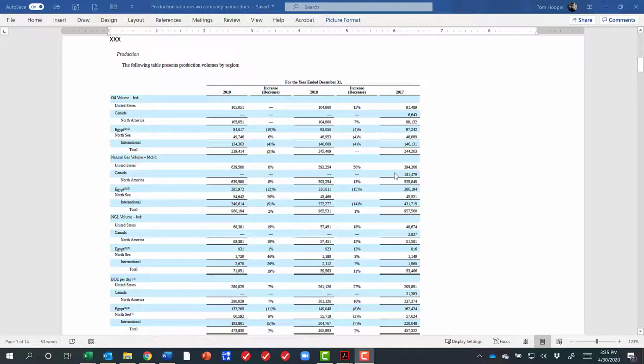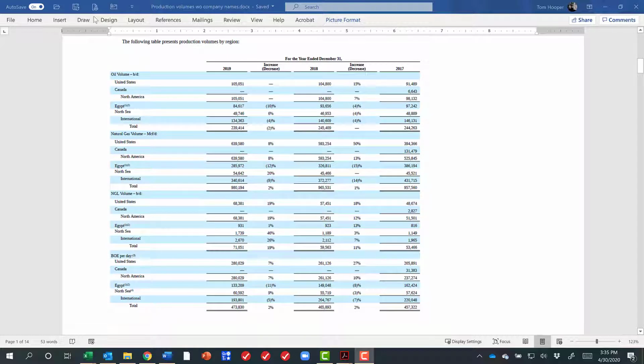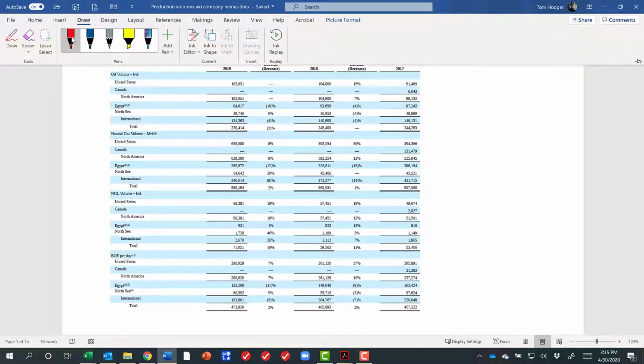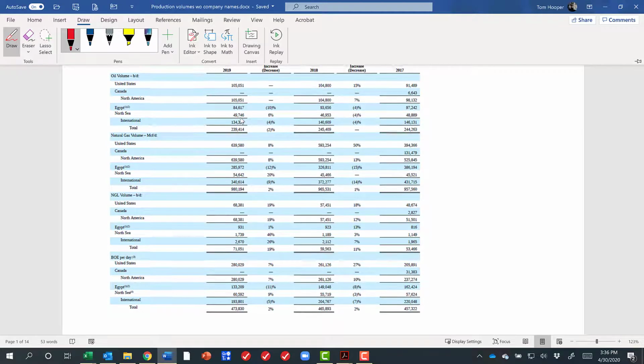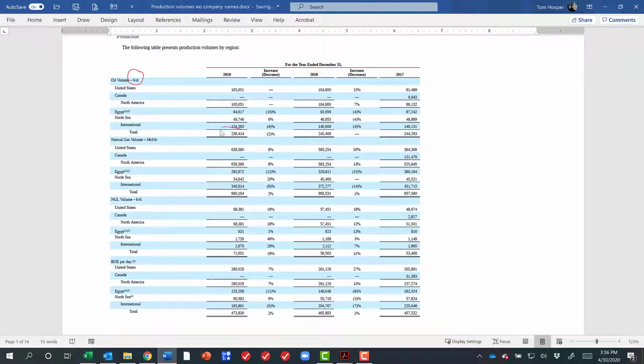But here's a company who reported their production in a section they call production. And they said the following table presents it by region. Let me see if I can circle in red what I'm going to want here. So we've got oil volumes for US and Canada, subtotaled at North America, and then also Egypt and the North Sea, subtotaled at international. And so if I need that 2019 oil volume in barrels per day, I want this number.